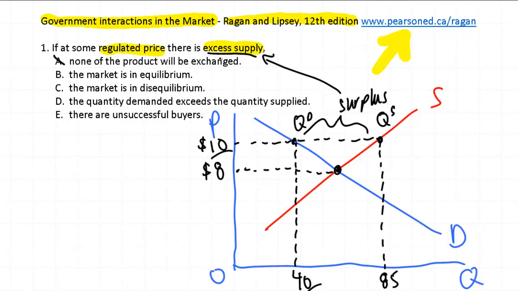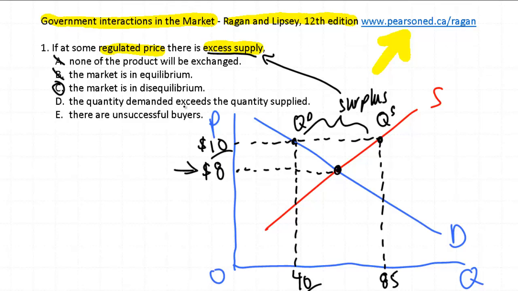The market is in equilibrium? Well, the market is not in equilibrium because they've forced excess supply. And excess supply isn't something that is saying that there's equilibrium. When we're at equilibrium, quantity demanded equals quantity supplied, which would occur in our example at $8. So we're not at equilibrium. Take a look at C. C says the market is in disequilibrium. This is true. Okay, so we're not at equilibrium. We're in what we call a disequilibrium. Let's look at D.